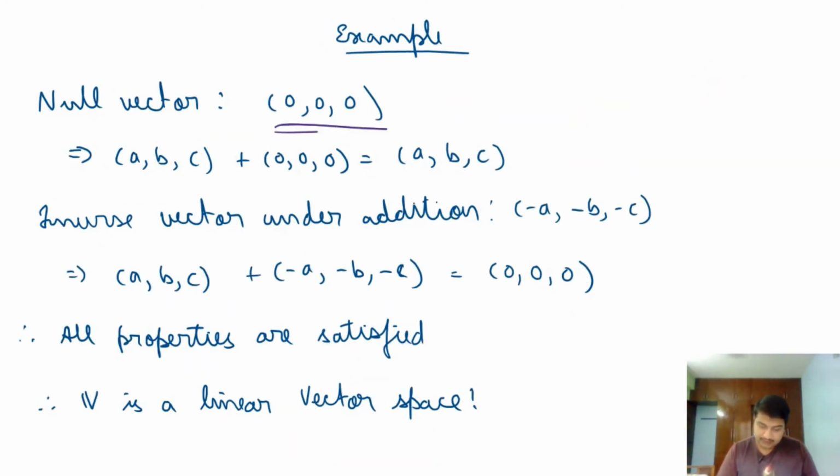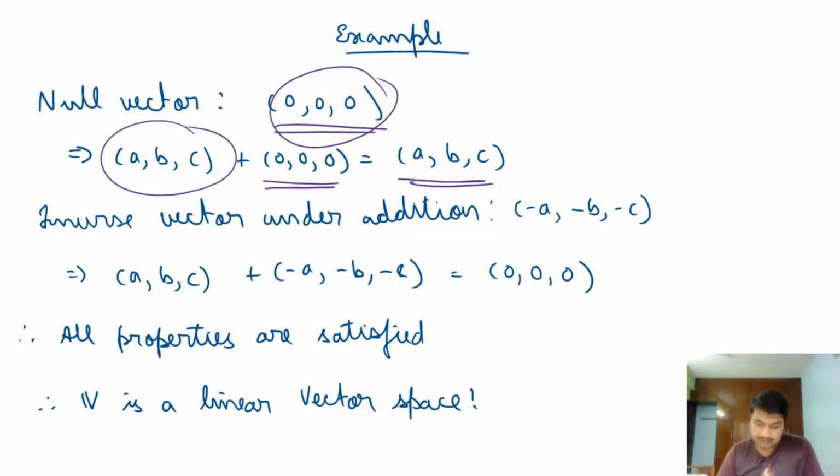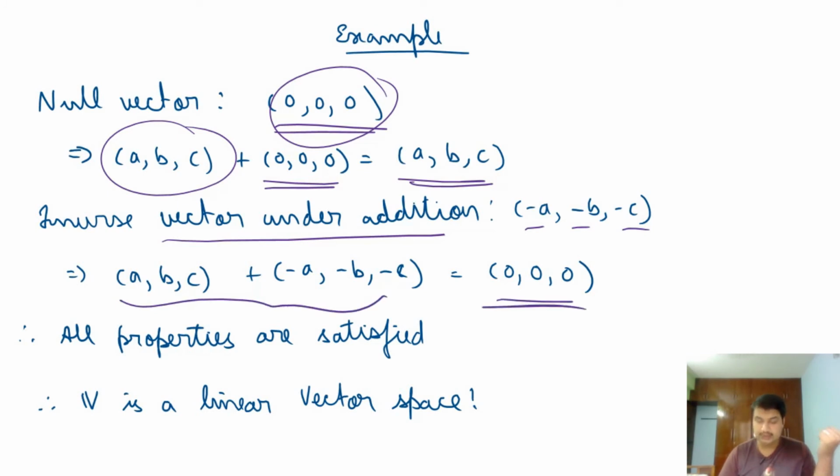Also, we can define a null vector as (0, 0, 0), because any vector added to this is going to result in the same vector. So this is the null vector, and you can also check that it is going to be unique by the same reasoning with which we proved it. Also, we have the inverse vector under addition, which is nothing but (minus A, minus B, minus C). If I add them, it will result in a null vector. So this is showing that all the properties are satisfied, and therefore we can say that V forms a linear vector space indeed.